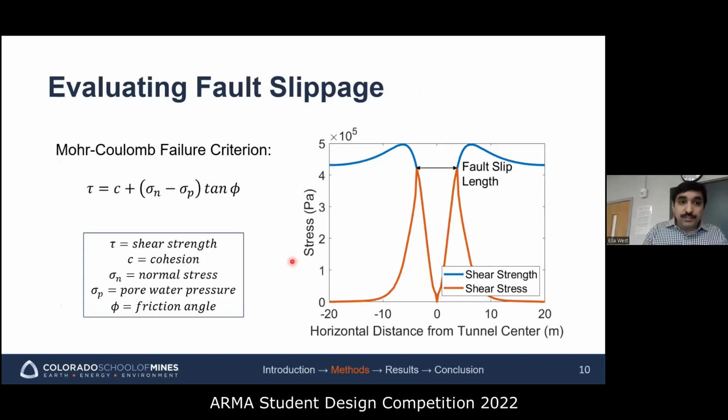Evaluation of fault is done with a Mohr-Coulomb failure criterion, as I mentioned earlier. The figure shows here that where the shear strength of the discontinuity is equal to or less than the shear stress in the region, that region will be the span of fault slip. This is the case for 61 meters depth as shown here in the figure. The slip span is 7.5 meters.